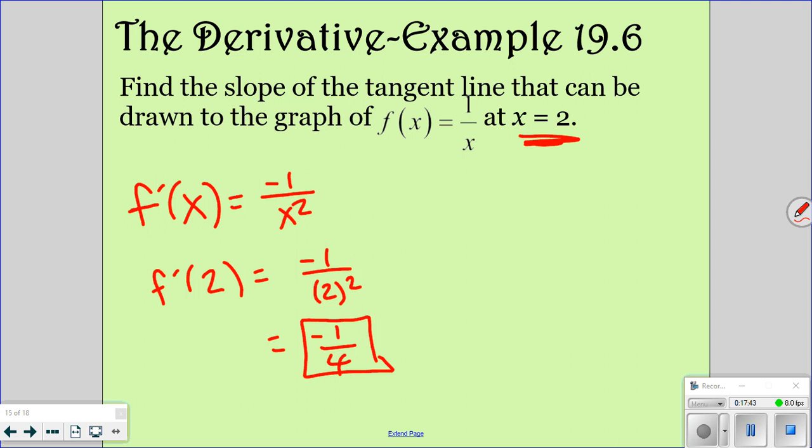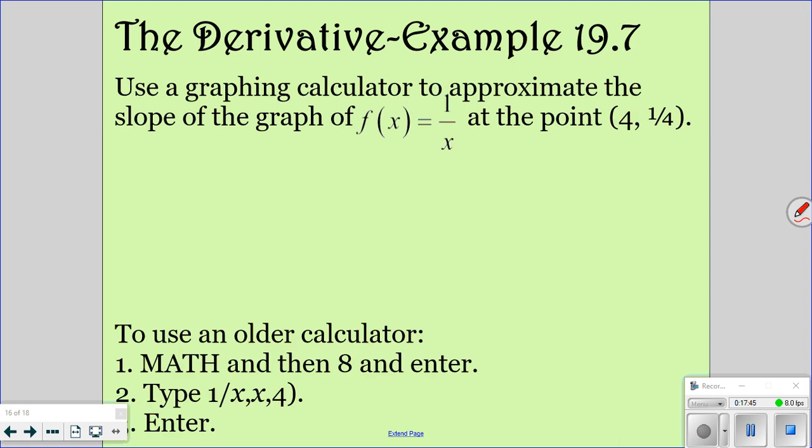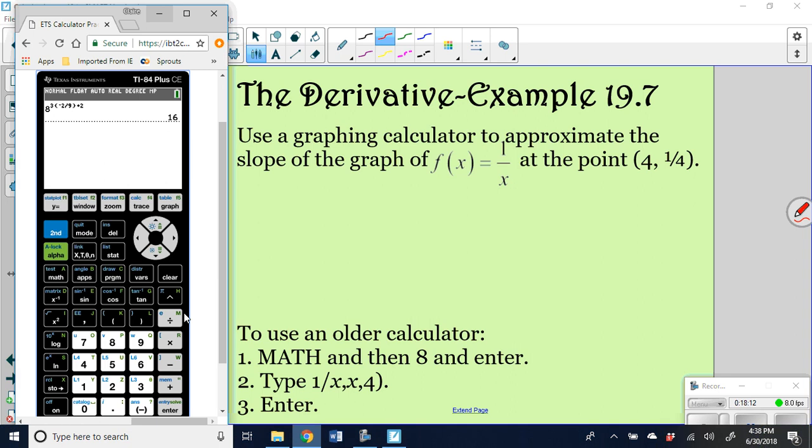All right, we're going to look at using the calculator. If you have an older calculator, you may need to do this. If you have an 84 version or newer, then you don't have to worry about that. Most people don't have older calculators, so I'm not really going to go over that much, other than to say that these are the steps you would do. Go to Math, 8, enter, and then you're going to type in this, and then enter, and it'll work. But for everybody else, we're going to do it this way.